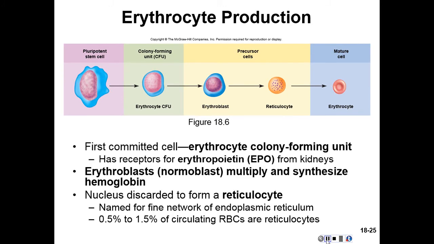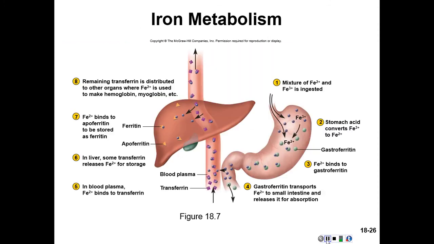Alright, again, just a continuation. The first committed cell you're going to be looking at is the colony forming unit. Once that cell is formed, it's going to automatically go on to a mature erythrocyte. Erythroblasts multiply and synthesize hemoglobin, and then the nucleus is excreted out. Then we have a mature erythrocyte. About 0.5 to 1.5% of the circulating red blood cells in the body are reticulocytes, which are immature before they mature to the erythrocyte.